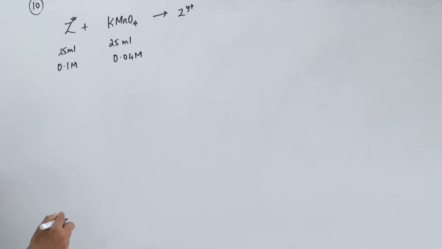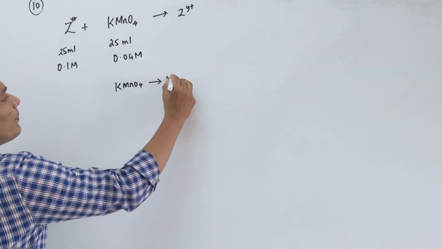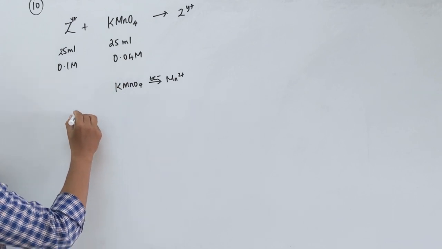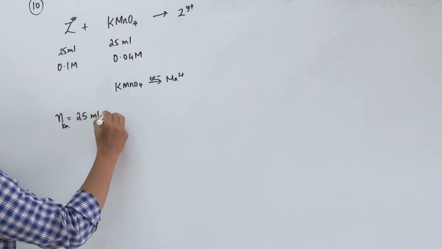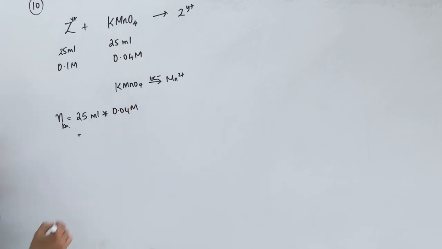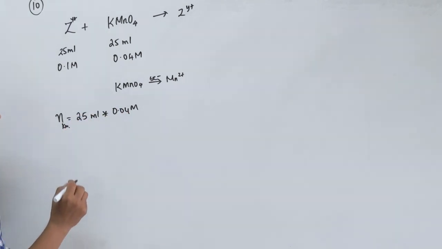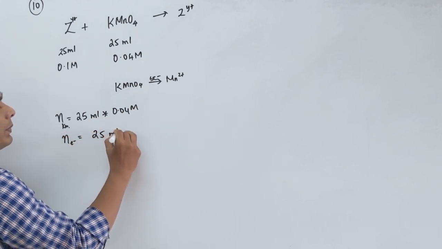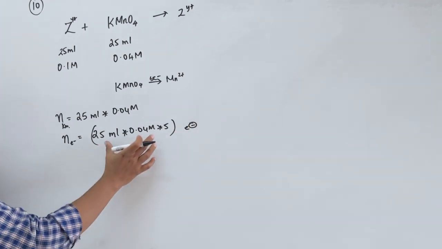Now what you need to do is look into KMnO4. It is an acidic solution. KMnO4 goes to Mn2 plus, a 5 electron process. Now what is the moles of KMnO4? It is 25 mL, molarity times volume, so this is going to be millimoles. One mole of KMnO4 takes 5 electrons, so the moles of electrons given by KMnO4 is 25 mL times 0.04 molar times 5 electrons.